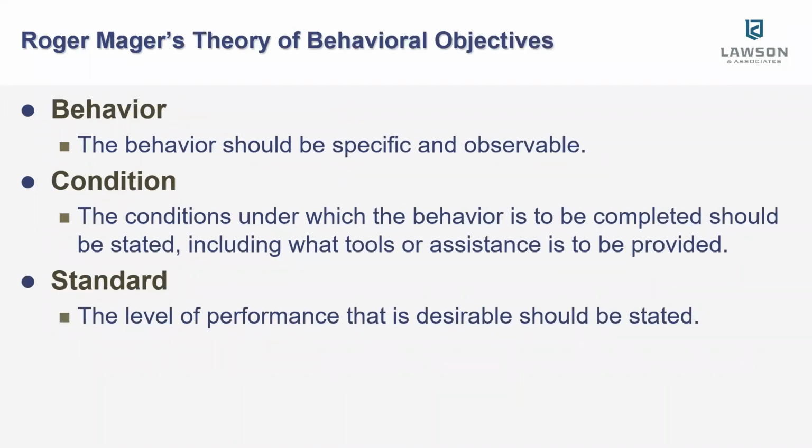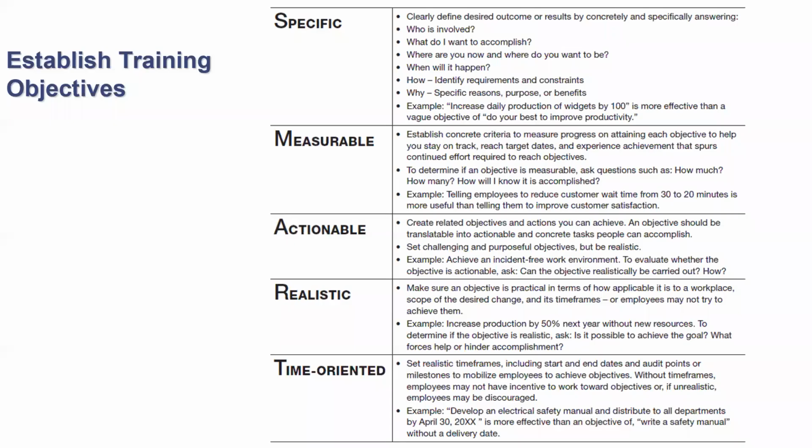You could have Robert Mager's theory of behavioral objectives. You might use this in establishing your training program, and this is just behavior, condition, and standard. And so the behavior should be specific and observable, kind of like SMART goals, right? Which I'm going to talk about in the next slide. The conditions under which the behavior is to be completed should be stated, and that means what tools or assistance to be provided, and then what's the standard of performance.